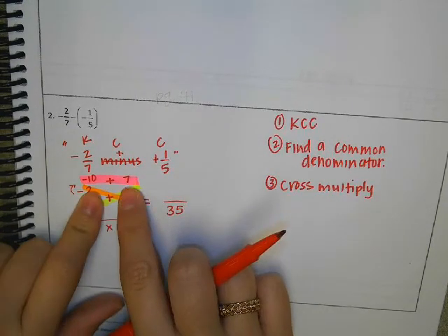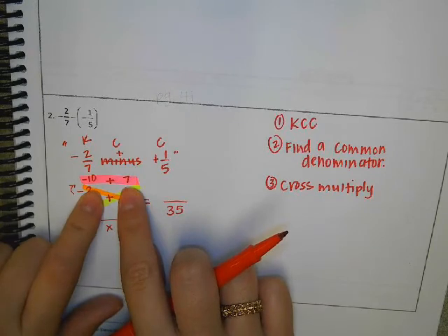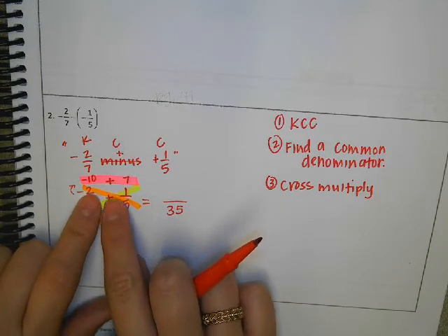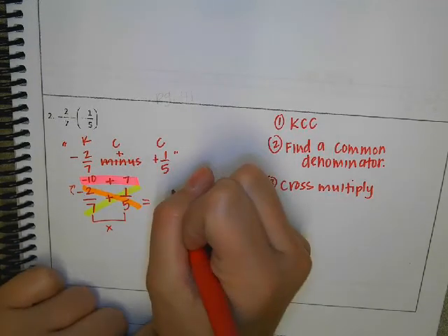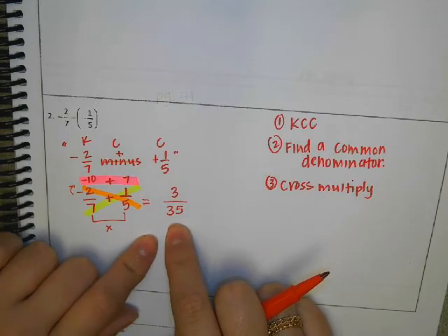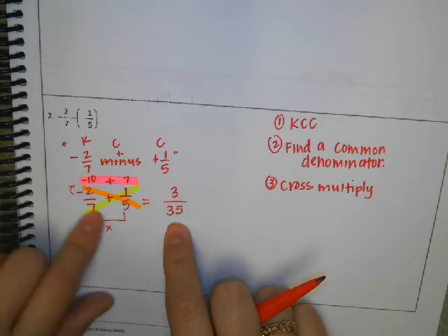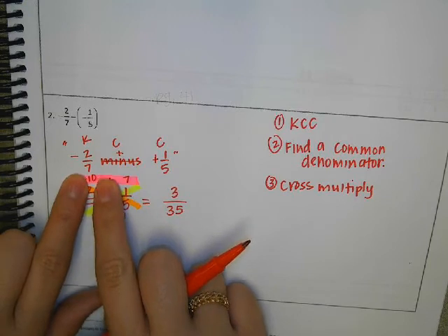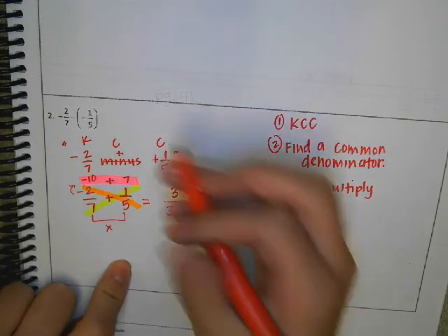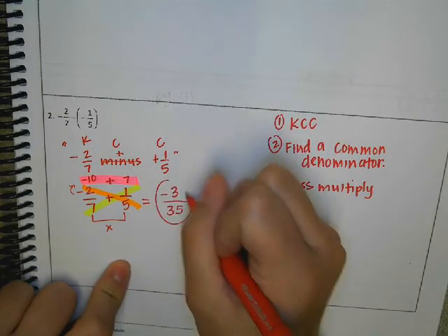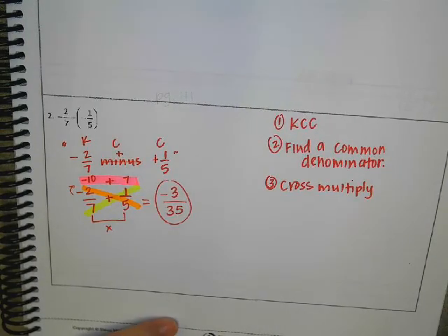So they have two different signs, so we need to find the difference by subtracting the absolute values. So 10 minus 7 is 3, and we're going to keep the sign of the bigger absolute value. The bigger absolute value in this case is 10. 10 has a negative sign, so we're going to keep that negative sign for a negative 3 over 35.